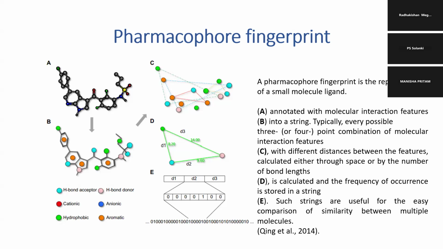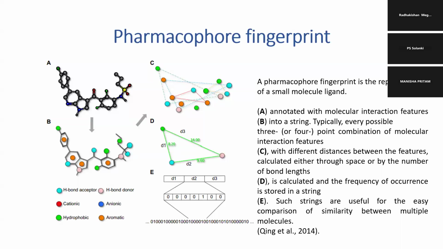Now come to figure C. In figure C, you can easily see that there are some distances between each molecule. The dotted lines between each molecule, like green balls, cyan balls, show that there are some specific distances between these. If you come to figure D, you can see distances like D1, D2, D3. So these are all the features that we are going to generate in our pharmacophore model.